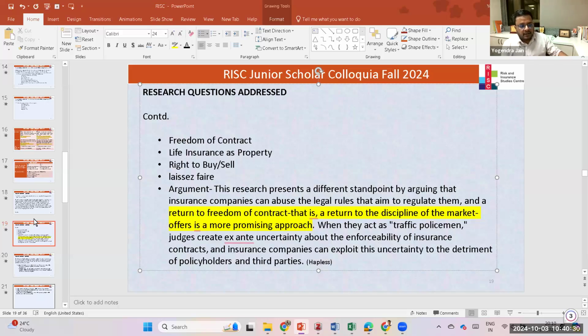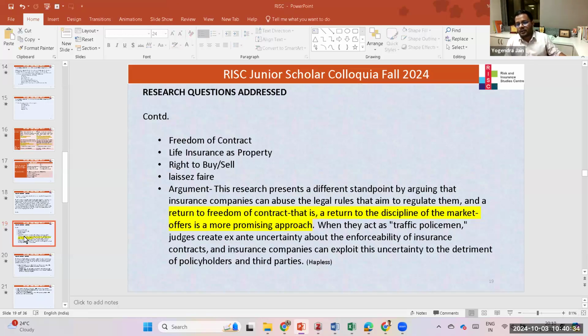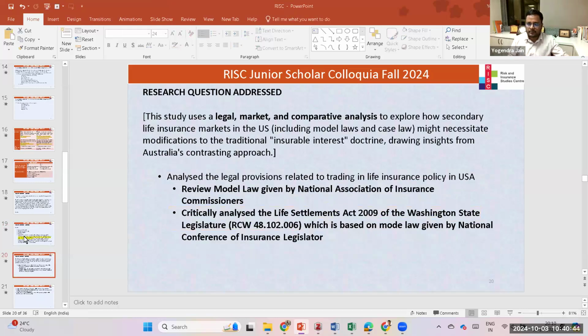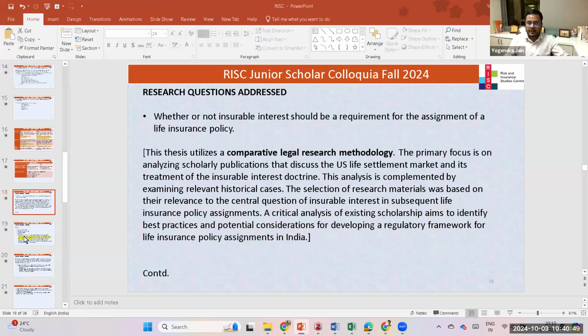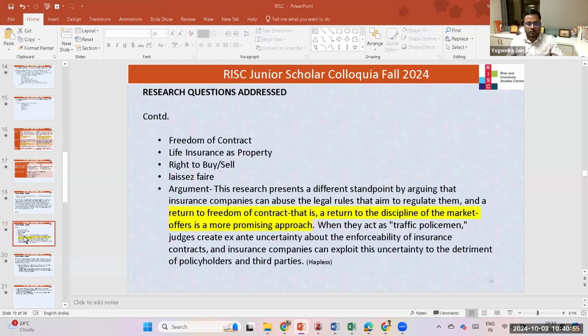We did it in 1991 with the LPG policy: liberalization, privatization and globalization. But somewhere we are again unnecessarily interfering as a government. So this is where I analyzed the need for insurable interest, and from different angles I found that it is not required, but I did not stop here.